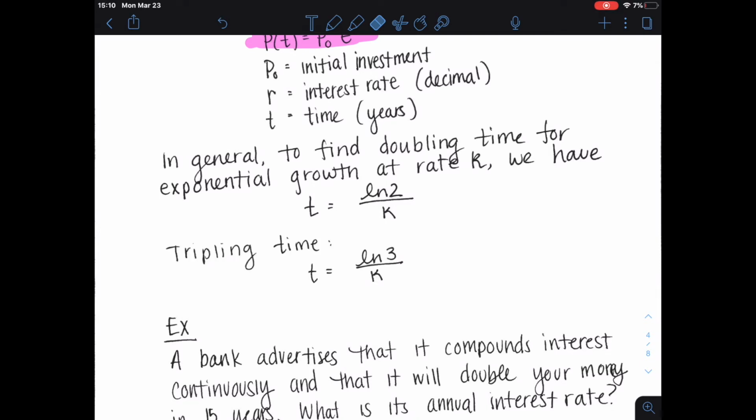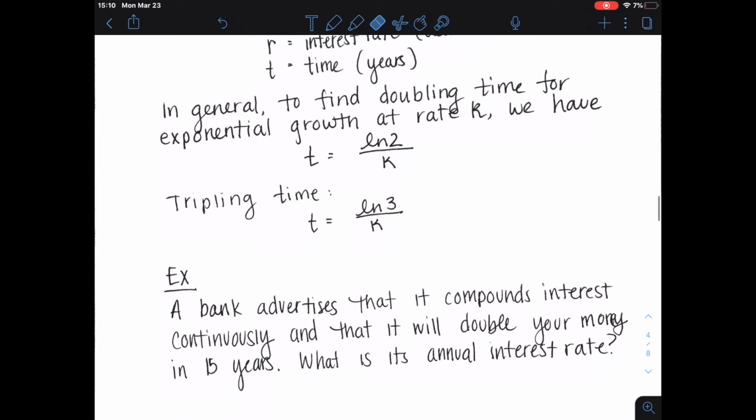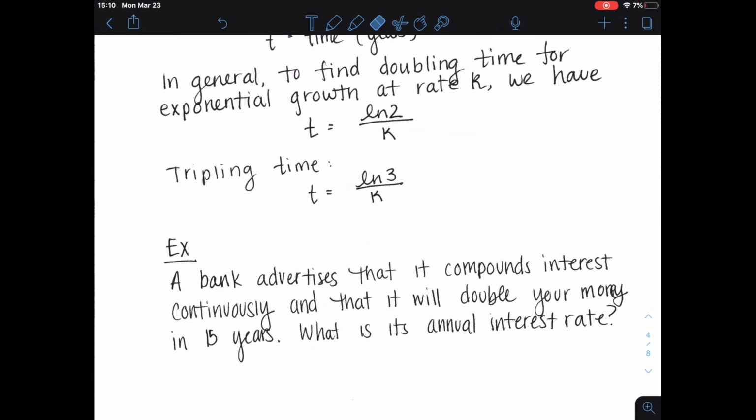And likewise, if you want tripling time, you'd get natural log of 3. Quadrupling time would be natural log of 4. So it's just the natural log of whatever multiple you're dealing with divided by the growth rate.